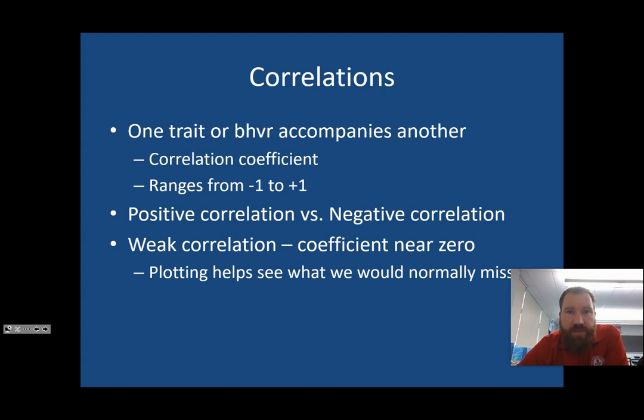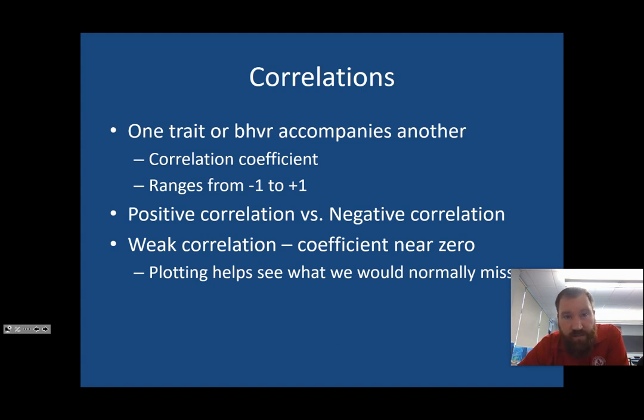So a couple things to keep in mind. The closer to 1, either +1 or -1, the stronger the correlation. In nature, in the wild, we're excited if we see correlations at like 0.8 or -0.8, right? That is a very, very, very strong correlation. So keep that in mind. If it's closer to 0, that means it's a weak correlation. There's not much of a connection between the two traits or behaviors.